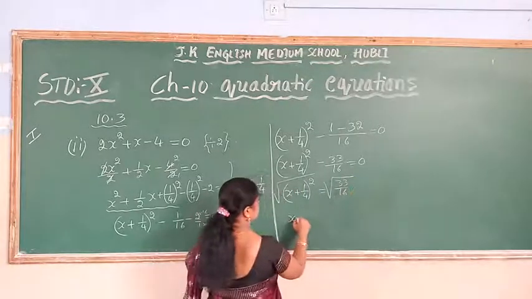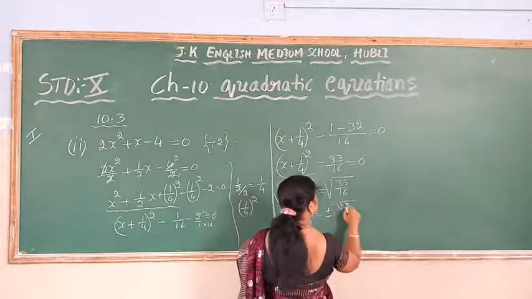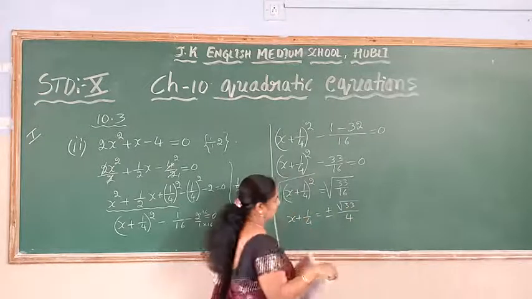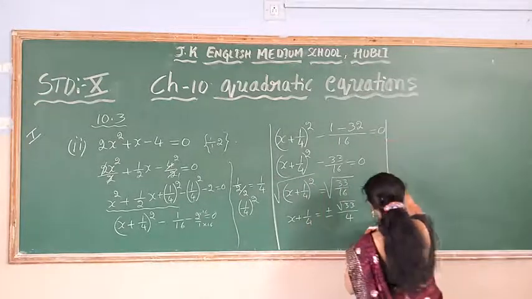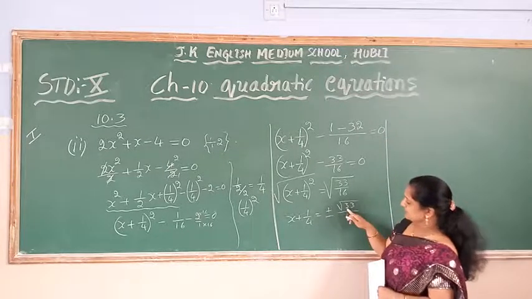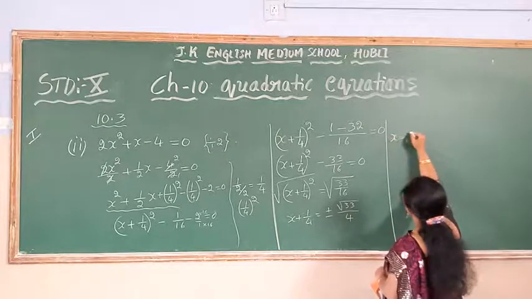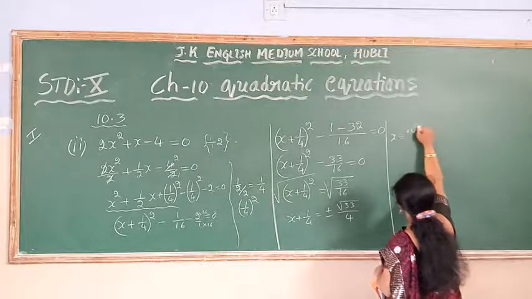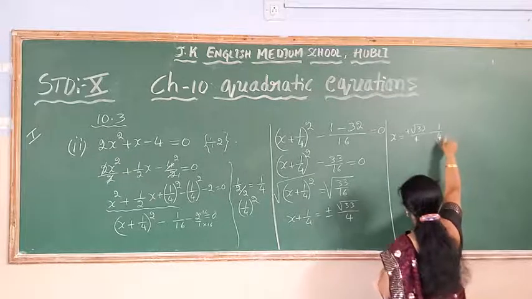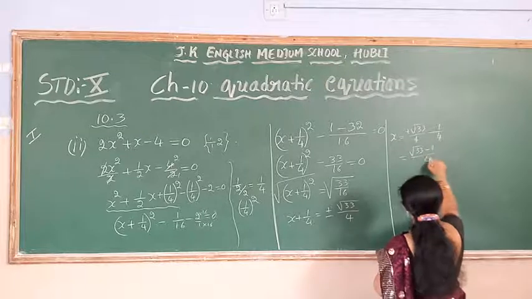Children, then it becomes x plus 1 by 4 is equal to plus or minus root 33, whose value we don't know, but the square root of 16 is 4, we know. Simplify and find the two roots of the quadratic equation. Once you use the plus sign, once you use the minus sign. So x is equal to root 33 divided by 4 minus 1 by 4, which is root 33 minus 1 divided by 4.